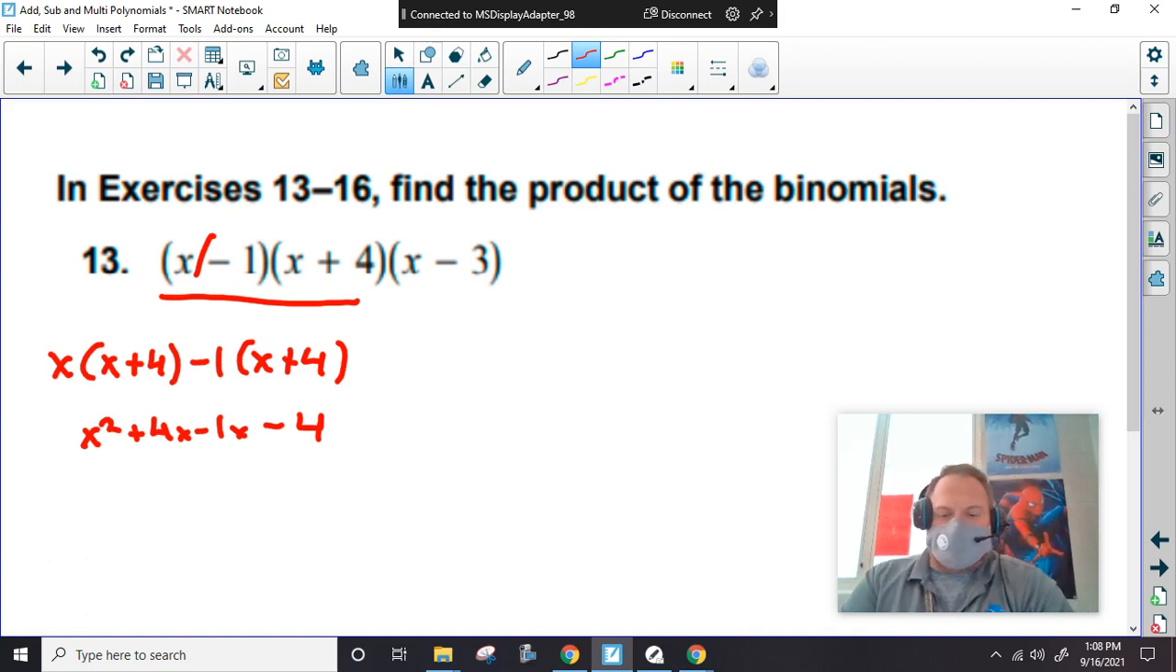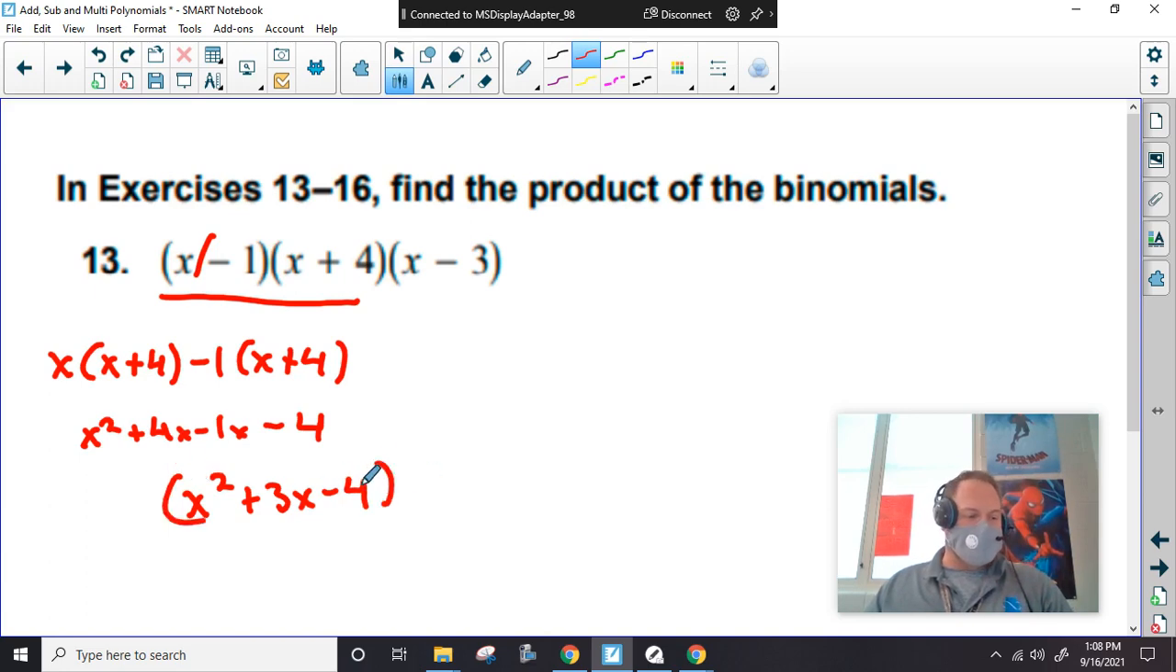Now, so now we combine like terms, so we have x squared plus 3x minus 4. Sorry, one of my cameras went off at the farm, and I don't recognize who's driving on my property. So, all right. Now, we did not forget about x minus 3.